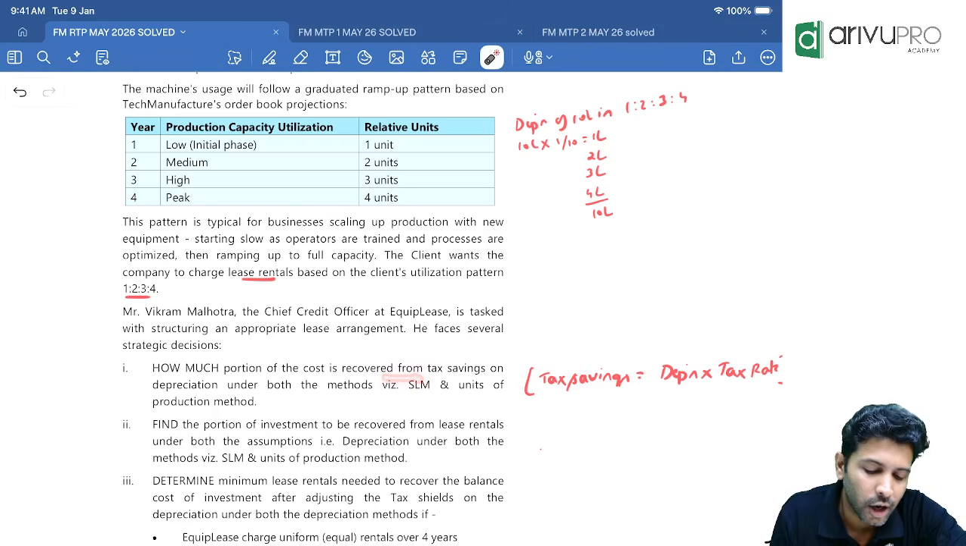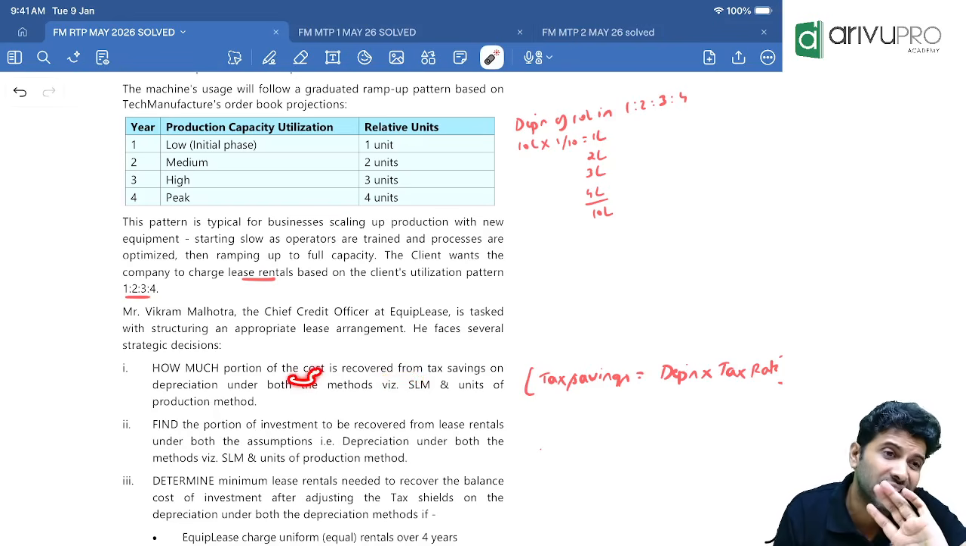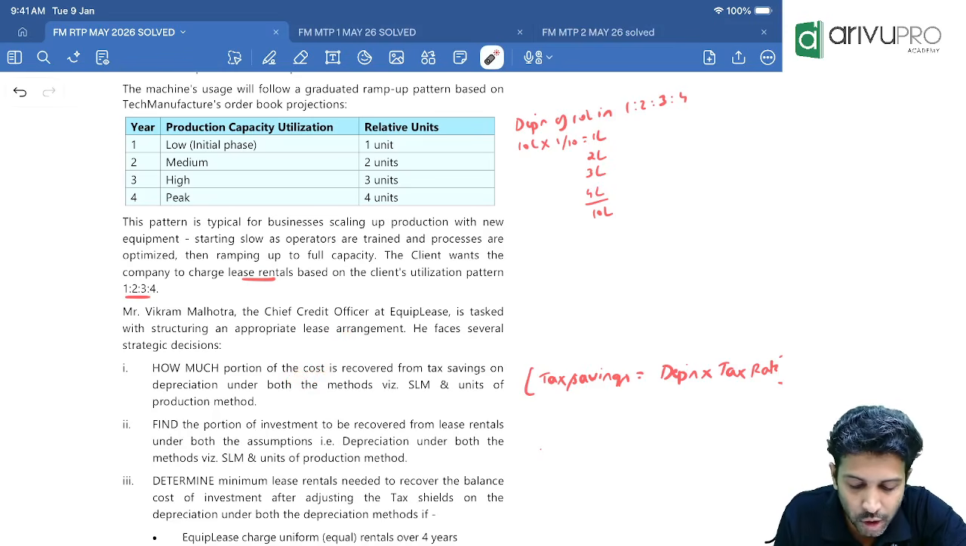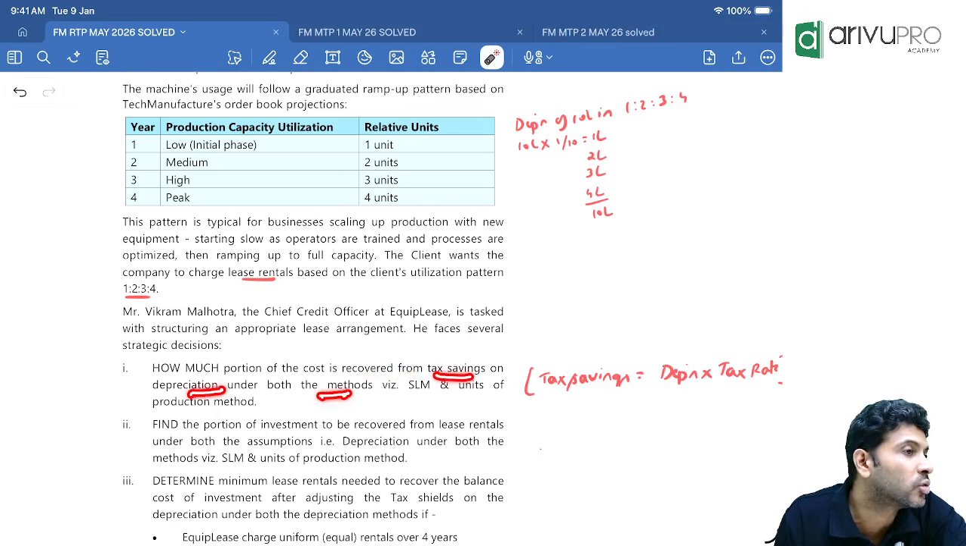Carefully read. How much portion of the cost? Stop. Cost for us is, we are a leasing company. First, we have to buy the asset. How much did we buy the asset for? 10 lakh. Okay. How much portion of the cost is recovered from tax saving on depreciation under both the methods? What are both the methods? SLM, units of production. Understood? Everybody, what they're trying to say.